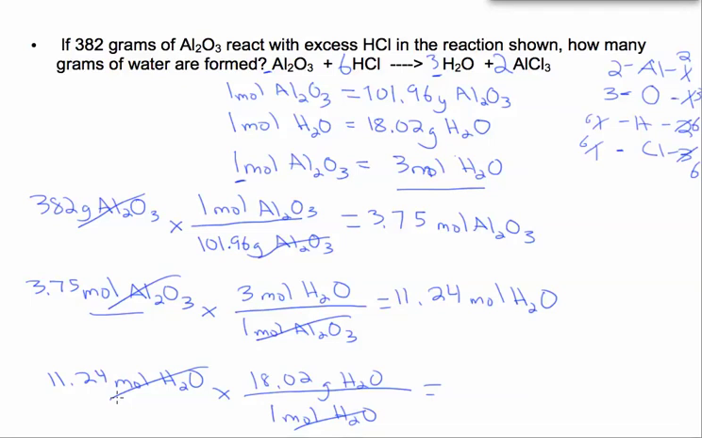202.539. And let's talk significant figures. We have 3, we have 5, and we have 4. So our answer needs to be rounded to 3. So you should have 203 grams of H2O.